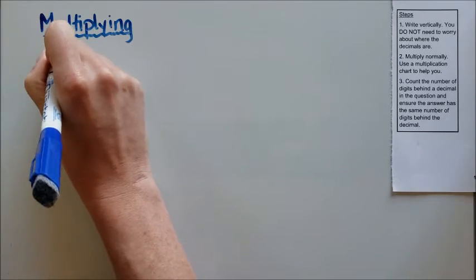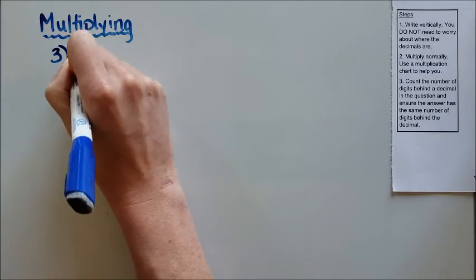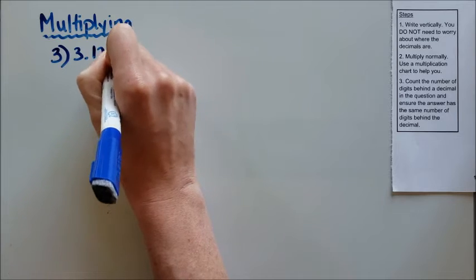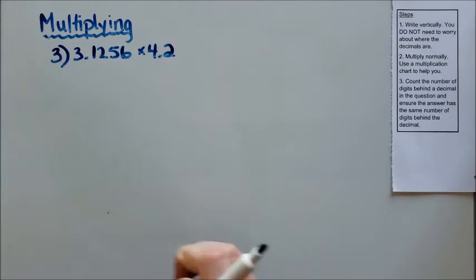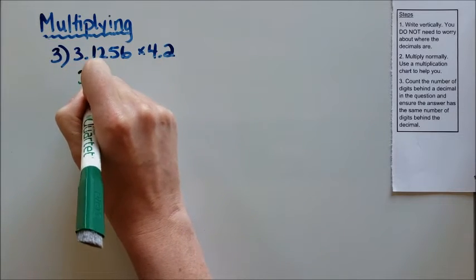Question 3 is 3.1256 times 4.2. Now, you'll notice that that's kind of a ridiculous number of decimal places. It doesn't actually matter how many decimal places we have, we're still going to follow that same step process. So I'm going to write this.